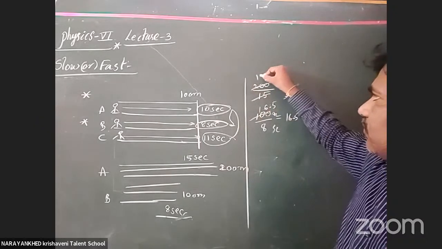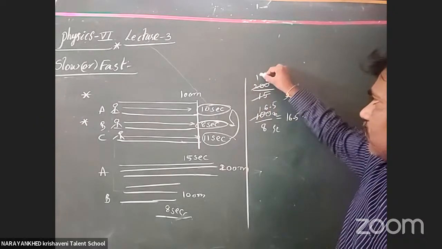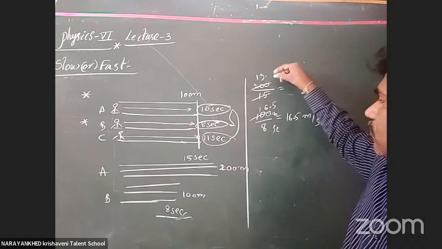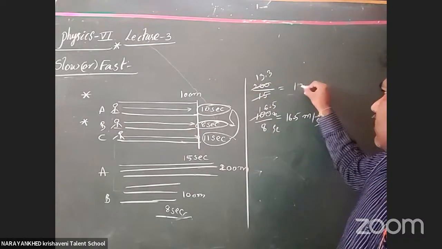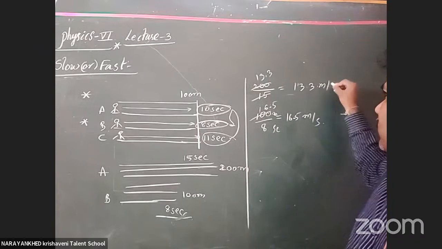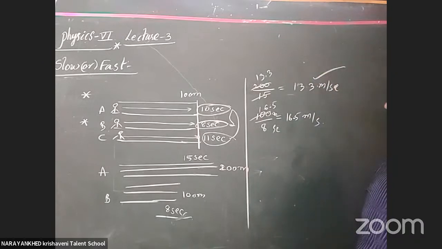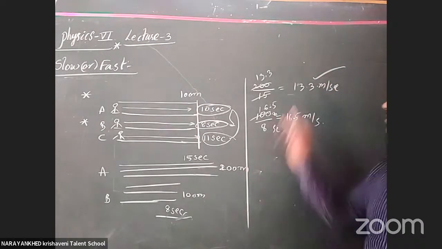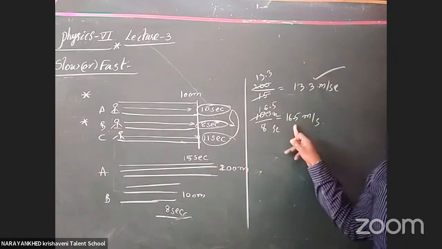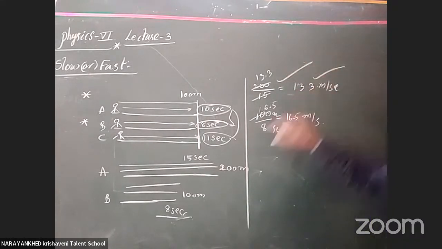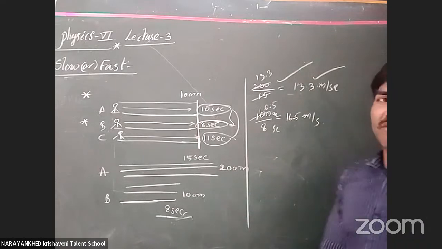Yeah, next it is 13.3 meter per second. Yes, which are taken less value. This is the less value. This is the somewhat more value. That's why it is faster. The A becomes faster.